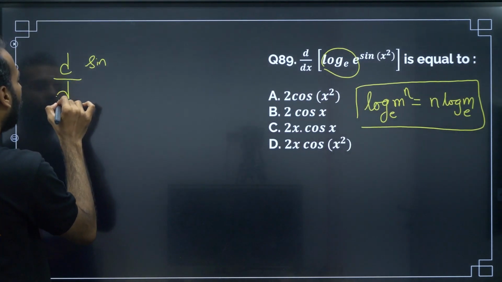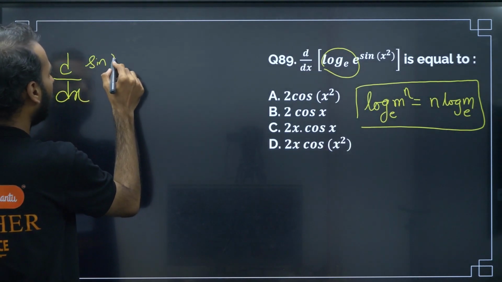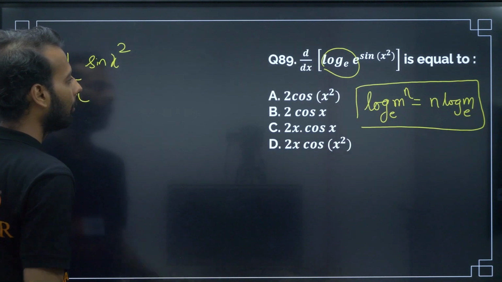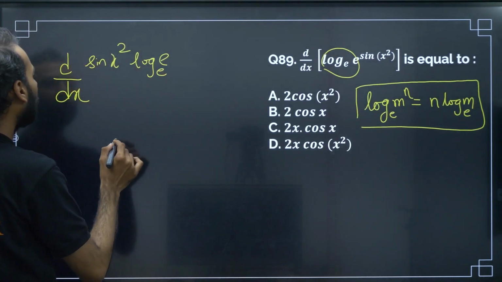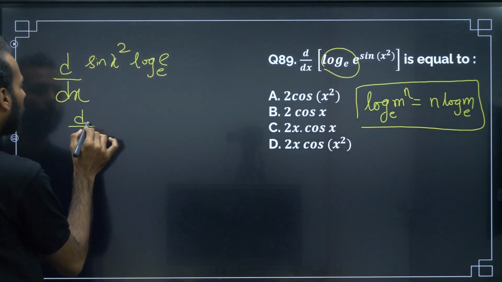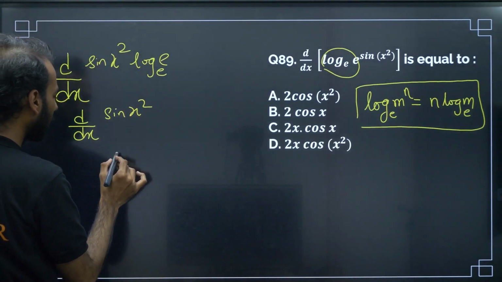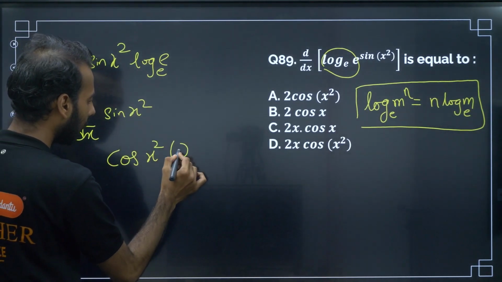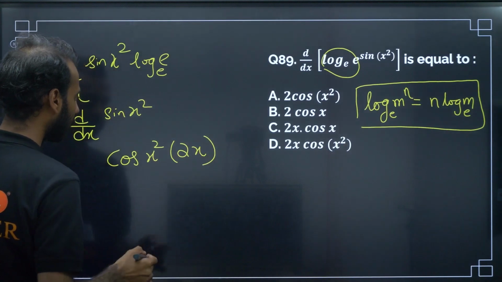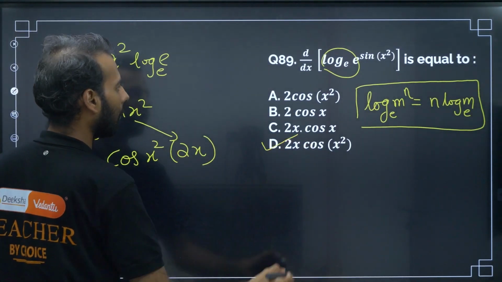So if I write that, d by dx of sine x square log e to the base e. Log e to the base e is 1. So we have to find d by dx of sine x square. Sine becomes cos x square. For x square we have to write 2x. So it is 2x cos of x square.